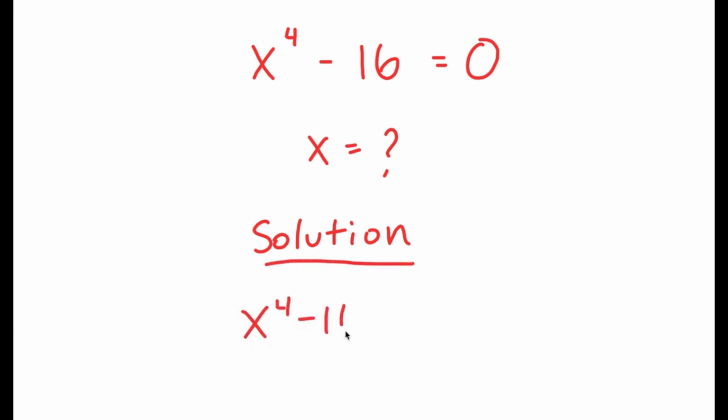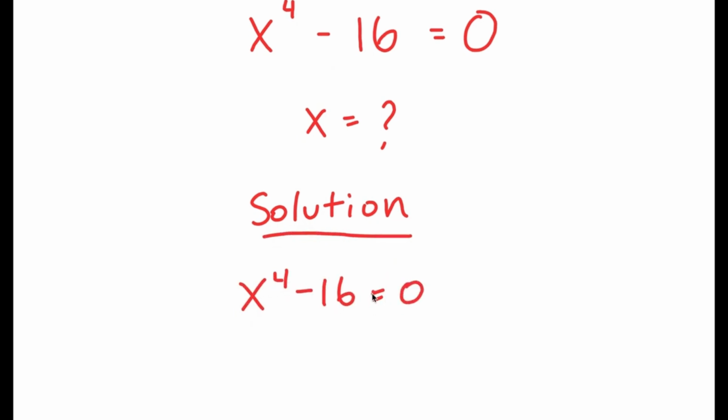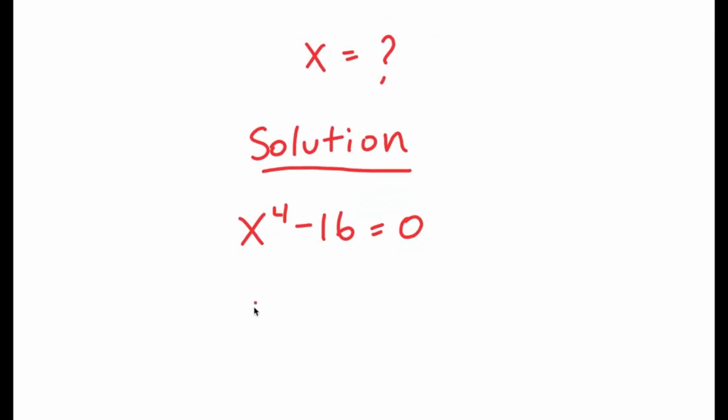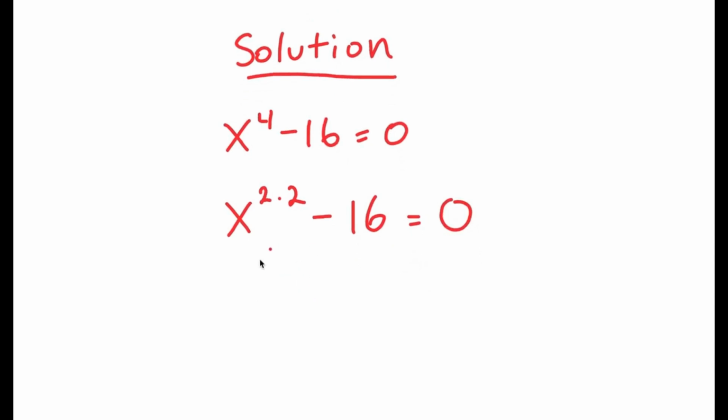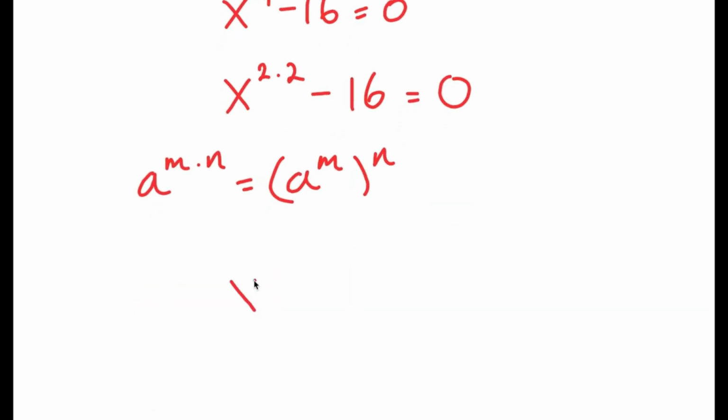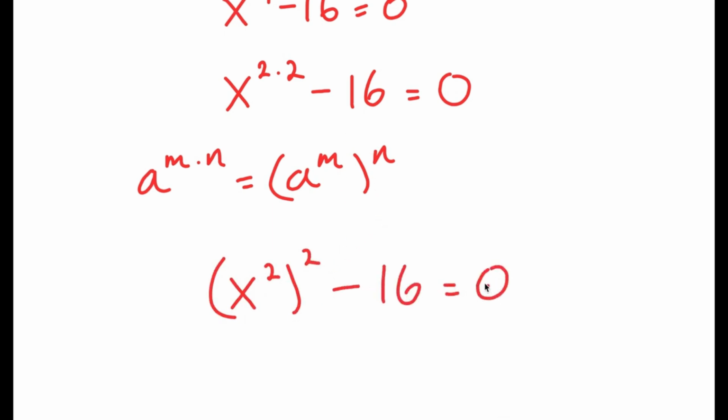What I'm first going to do is rewrite x to the power of 4 as x to the power of 2 times 2. So now I have x to the power of 2 times 2 minus 16 is equal to 0. Now from here, if I have something in the form a to the power of m times n, this is equal to a to the power of m to the power of n. So x to the power of 2 times 2 is equal to x to the power of 2 to the power of 2. And I have this minus 16 is equal to 0.